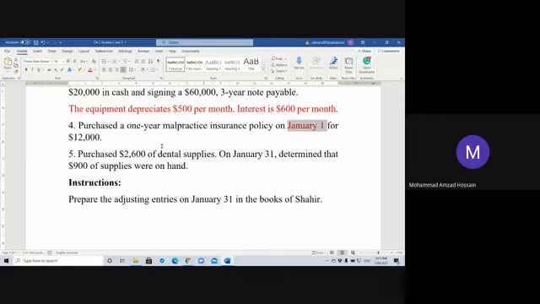But what we have not adjusted is the expense. This 1 year malpractice insurance has been used for 1 month in the accounting period, from January 1 to January 31st. So for this usage, we have to give adjusting entry. What will be the adjusting entry? Insurance expense debit, prepaid insurance credit.